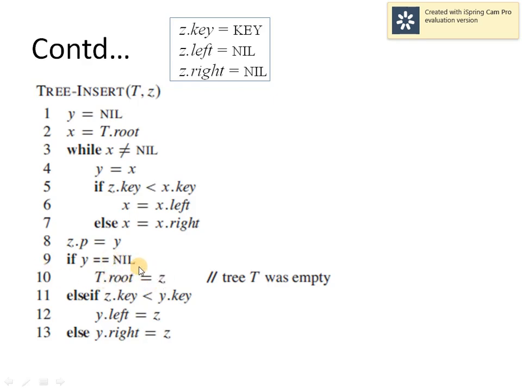But in the other scenario, if the tree already exists, then we have to compare the value of y with the value of z in order to decide whether to put z as a left child of y or as a right child of y. So for that we are doing this comparison. If the value of z is less than y, that means z has to be the left child of y. So accordingly we are updating y dot left to z. Otherwise, if the value of z is greater than y, that means z is going to be the right child of y. Accordingly, we have written y dot right equals z.